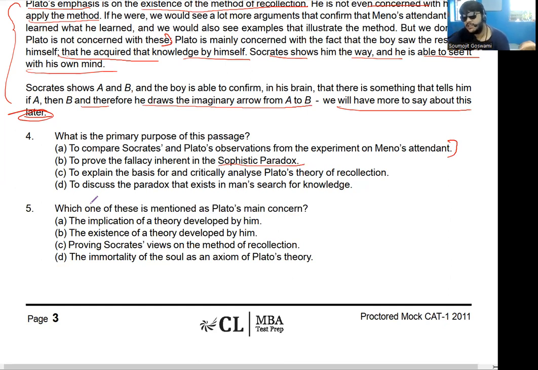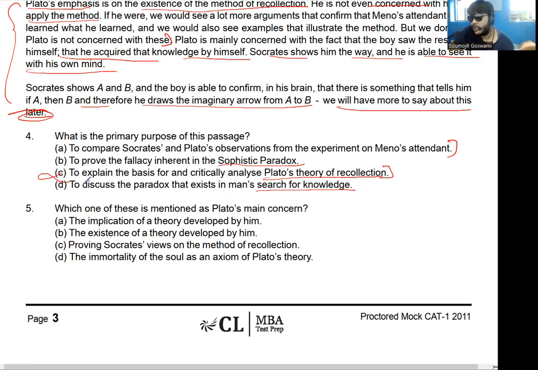The passage is not entirely to prove a fallacy that is inherent in the sophistic paradox, but we'll keep this also for the time being. B: To explain the basis for and critically analyze Plato's theory of recollection. No, so not typically critically analyzing his theory. We are not analyzing anything. D: To discuss the paradox that exists in man's search for knowledge.